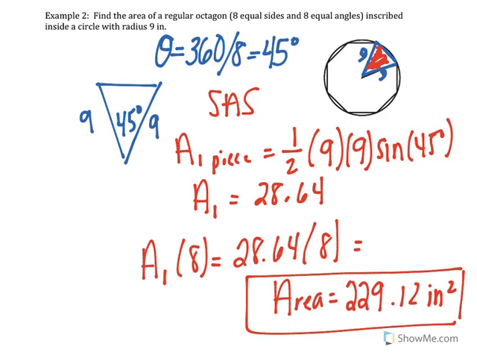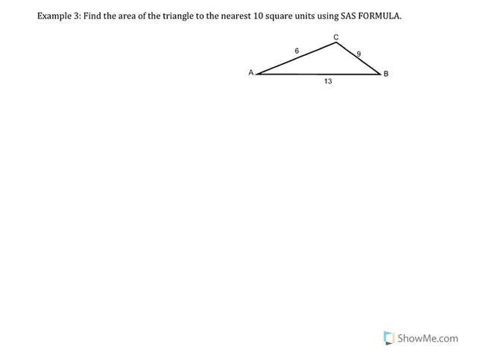But you need to find the angle in between first. They will give you the radius. Okay? Or the diameter, and you just divide it by 2. And good job so far. Let's move on to our last example.